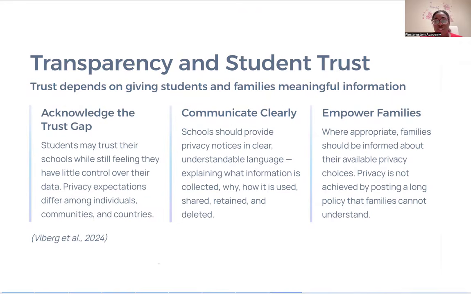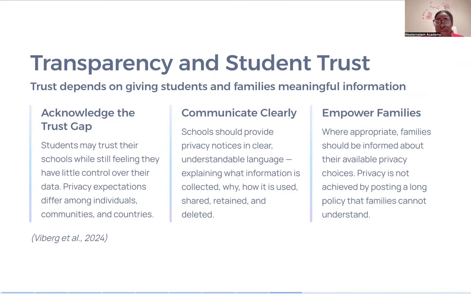Transparency and student trust. Trust depends on giving students and families meaningful information. So we need to acknowledge the trust gap. Students may trust their schools while still feeling they have little control over their data. Privacy expectations differ among individuals, communities, and countries.